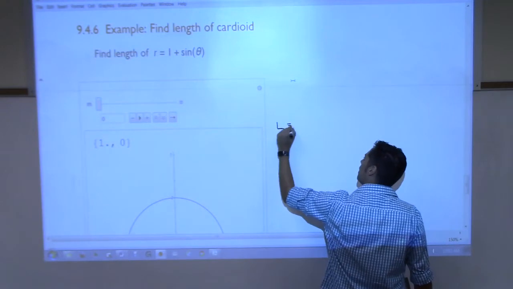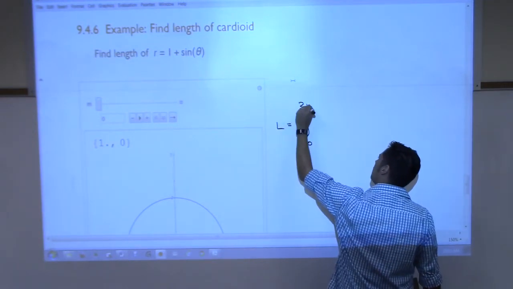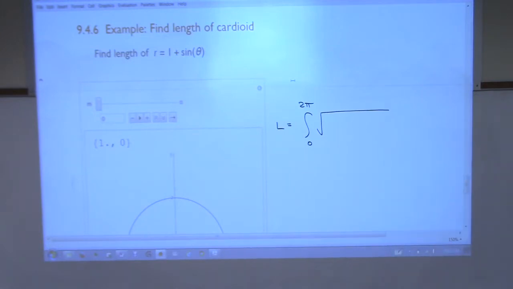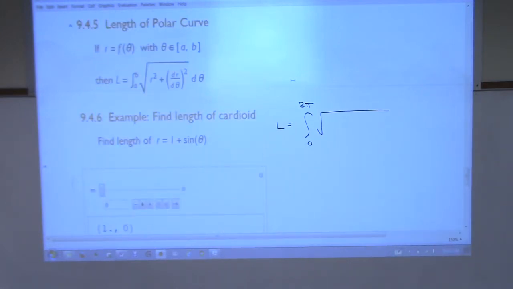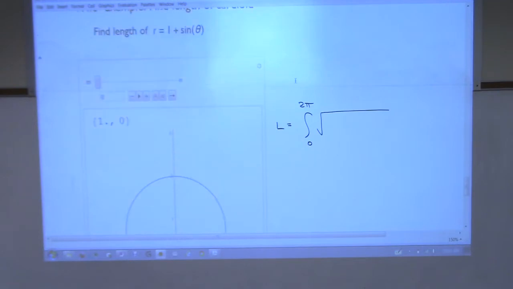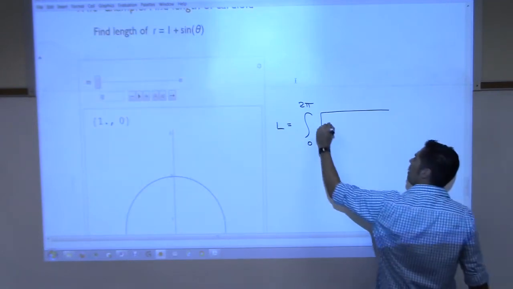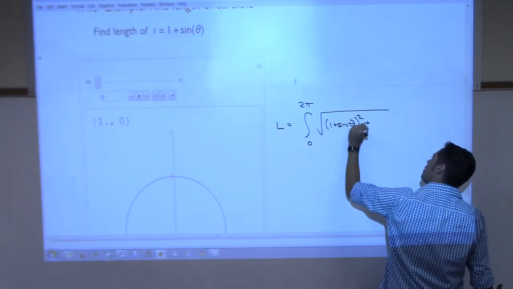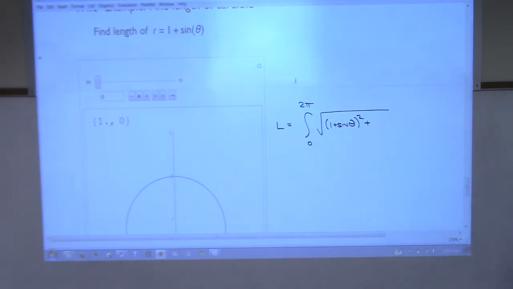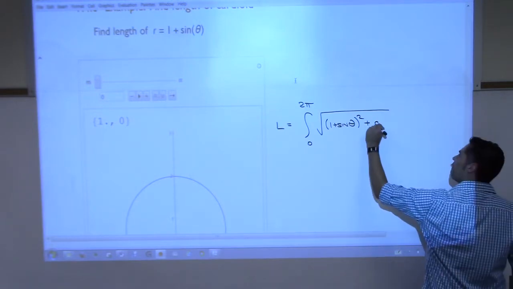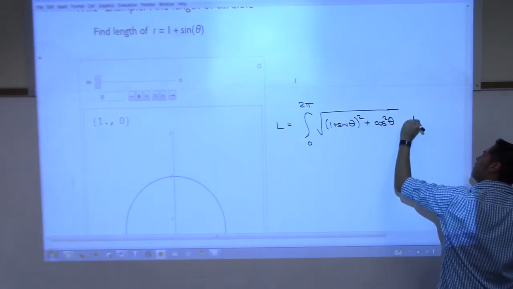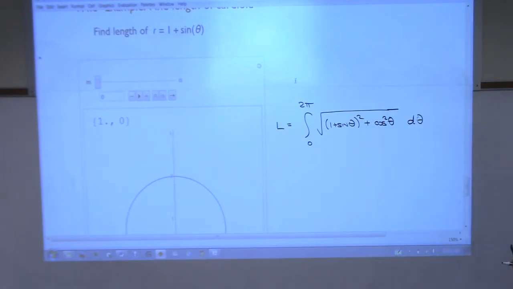So the length of this will be the integral from 0 to 2 pi of the square root of, now just follow the formula, r squared, which would be (1 plus sine theta) squared, plus (dr d theta) squared. So cosine theta squared. And then that's it, right? d theta. And this is going to be problematic.